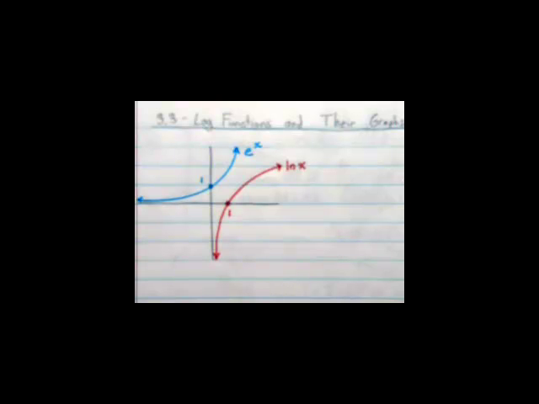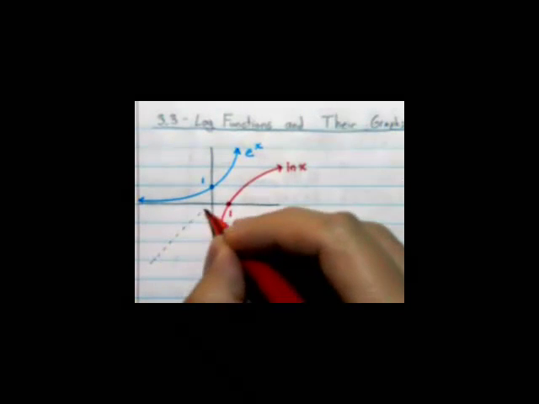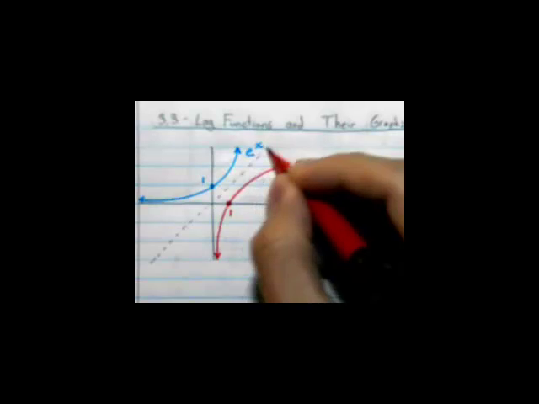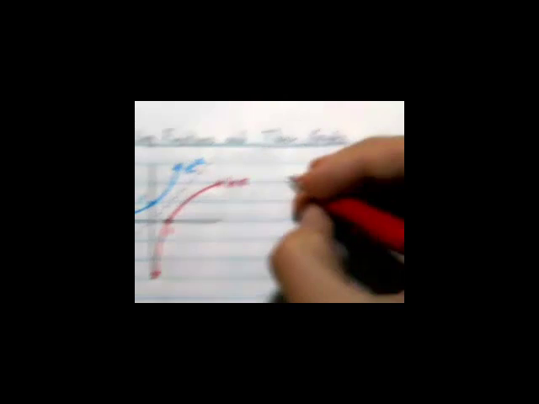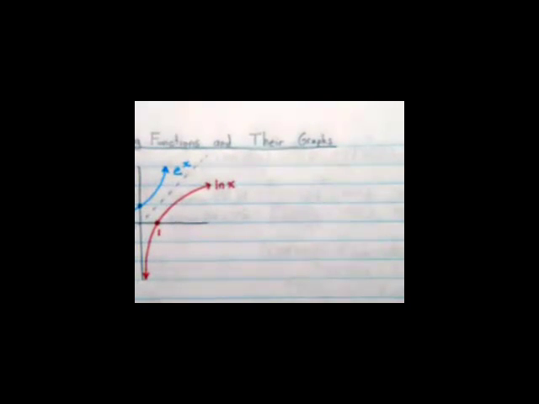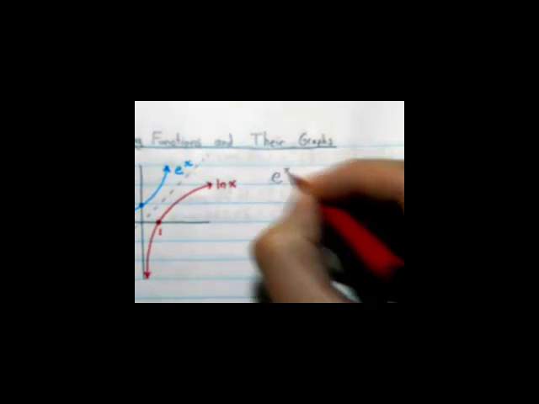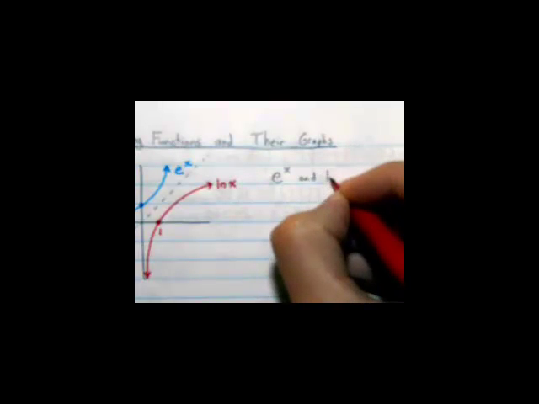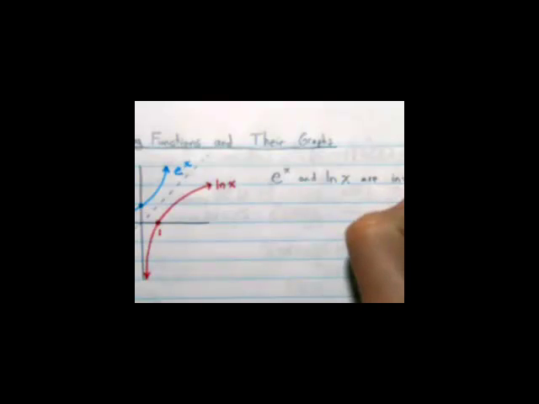Yeah. They're inverses of each other. Right, exactly. If I put this line y equals x right through here, they're reflections of each other over that line. Those are two inverse functions. So that's important. And this is true of any log and exponential that go together. But as far as the parent functions are concerned, e to the x and natural log x are inverses.